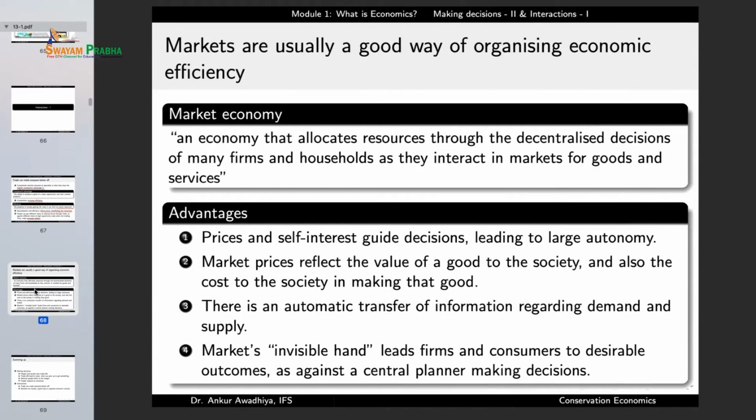Then we saw that markets are usually a good way of organizing economic activity. And why is that so? Because it offers several advantages. Prices and self interest are guiding decisions. It is leading to autonomy. It is leading to a freedom of expression. So, nobody is going to tell me what I should wear or not. Nobody should tell me whether I should eat apples or whether I should eat oranges. But I should be having this choice of choosing whether I wish to eat apples or oranges.